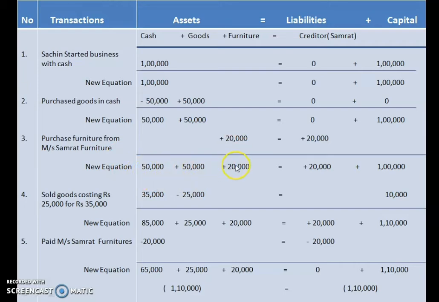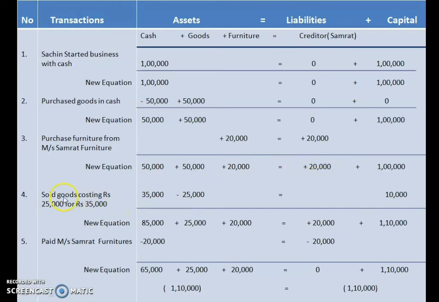1 lakh plus 20,000, 1 lakh 20,000. Now you make total of liability and capital together. That will give you 1 lakh 20,000. That means till now your equation is equal. Asset is equal to liability plus capital.